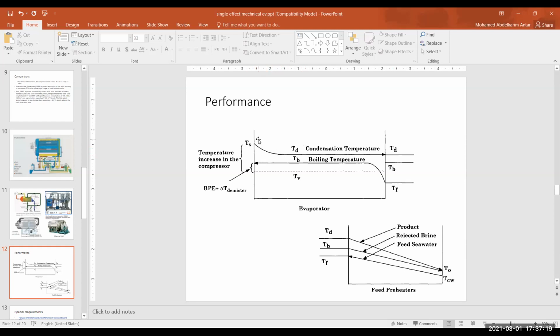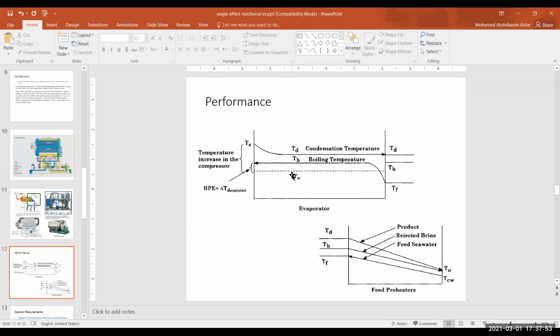Then, after de-superheating, condensation occurs to a temperature of TD, the temperature of the distillate or condensate that leaves the unit. The feed seawater is coming at TF. It increases in temperature by spraying over the hot tubes to TB, which is its saturation temperature. Then as the vapor forms, the vapor is at a temperature TV, less than the value of TB by the boiling point elevation.